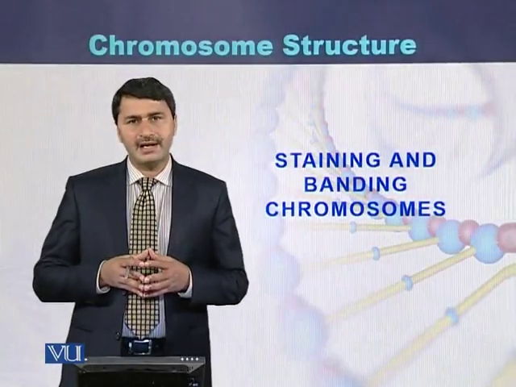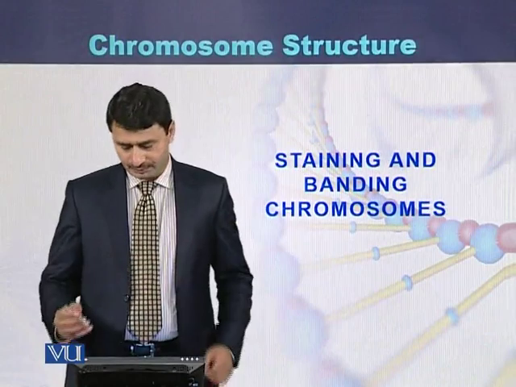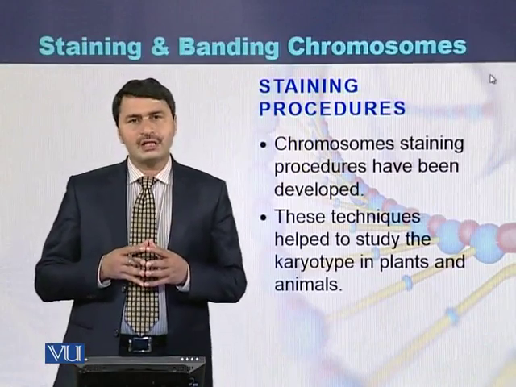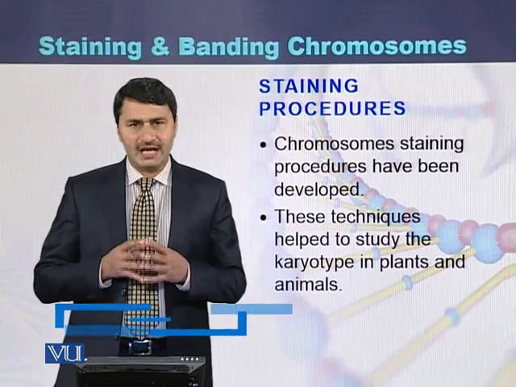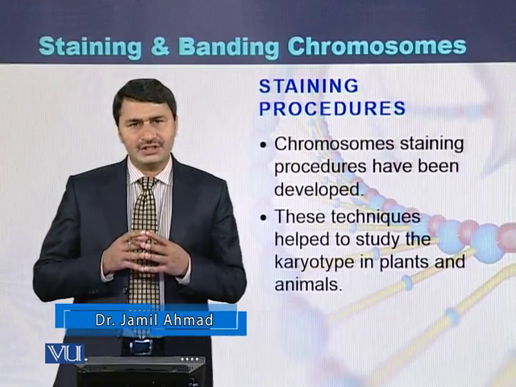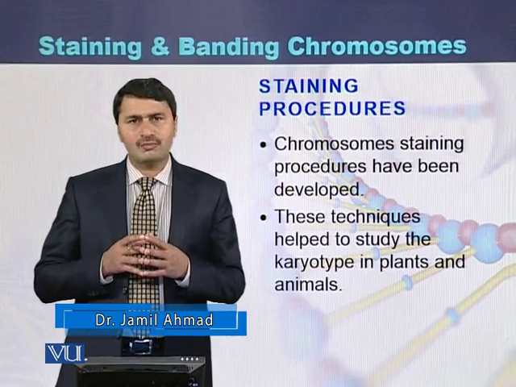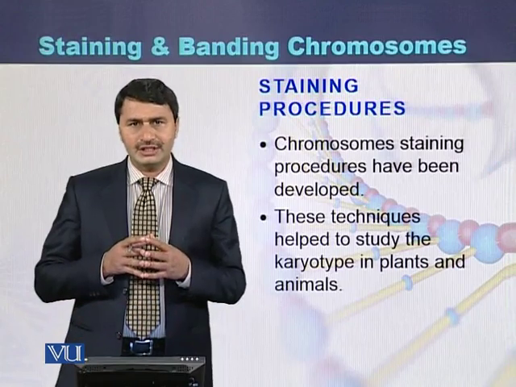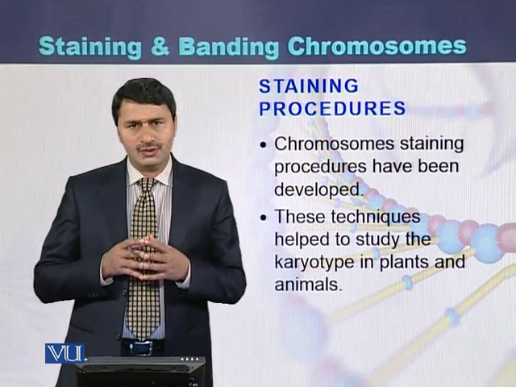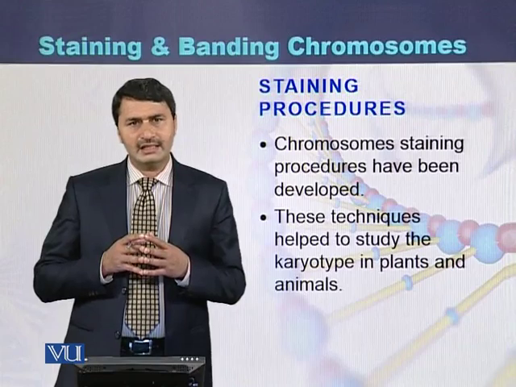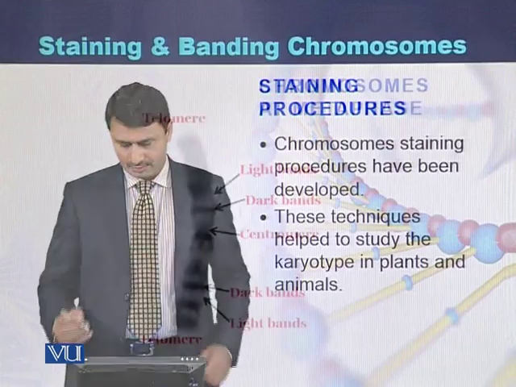Staining and banding the chromosomes. Chromosome staining procedures have been developed that help to study the different regions in the chromosome, or the banding patterns of the chromosome. These techniques have helped to study the chromosomes which are present in the plant cells as well as in the animal cells.